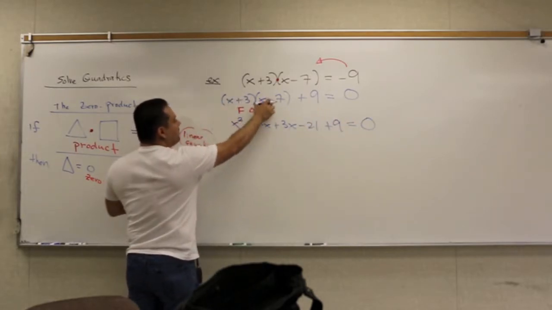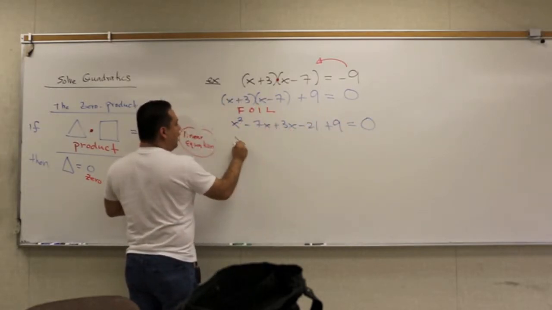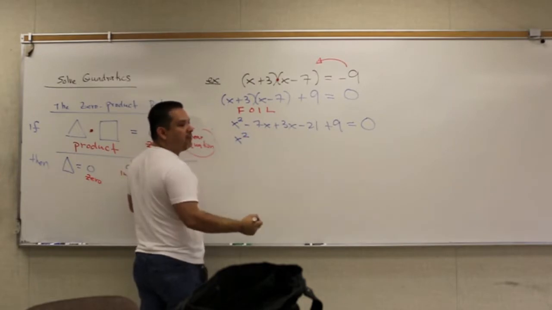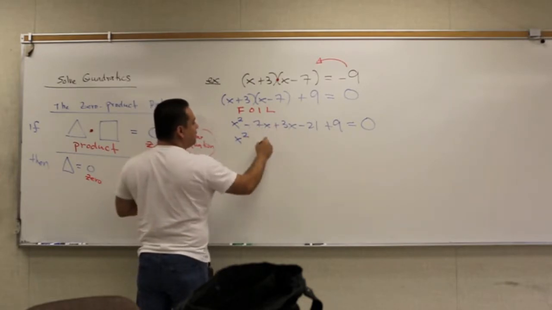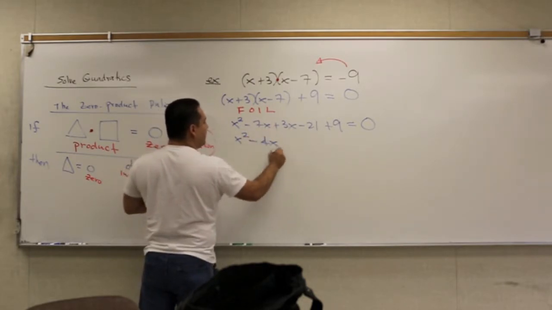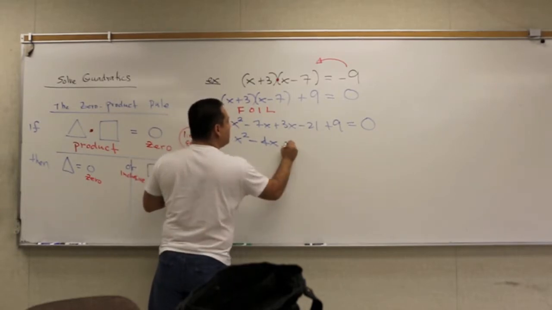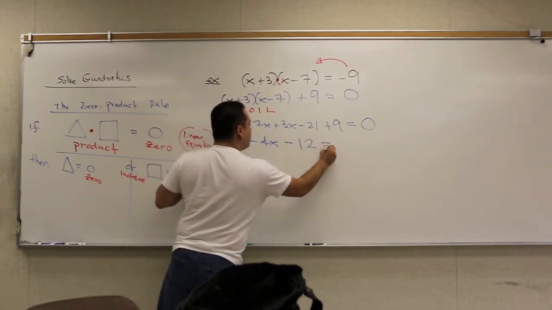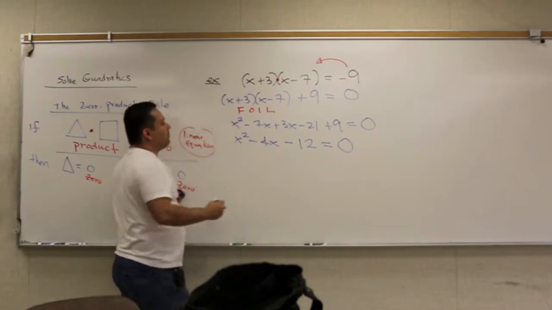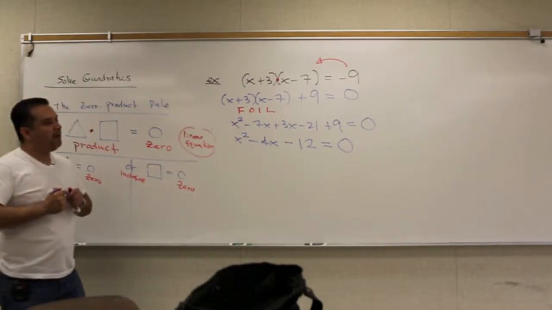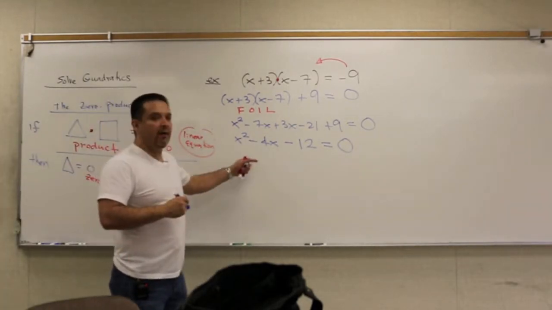So we FOILed this to get these terms. I said simplify, which is combine your like terms. So negative 7x plus 3x, is that minus 4x? Negative 21 plus 9 is that minus 12? You guys are with me on that? I think that's minus 12, right? So what do you notice now?